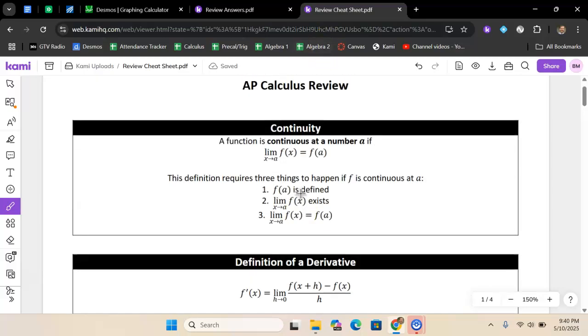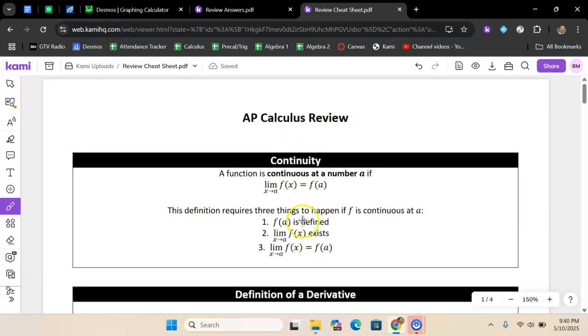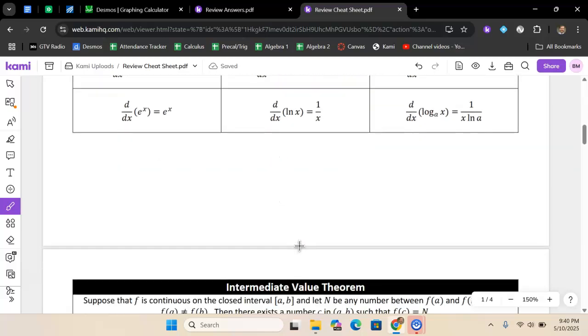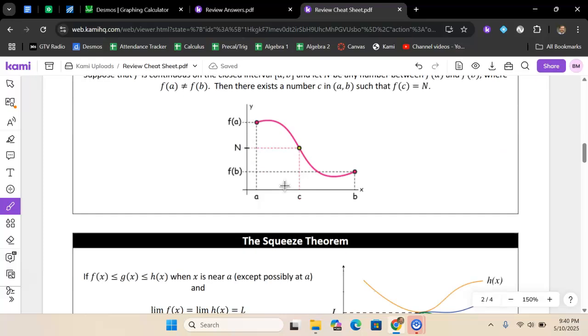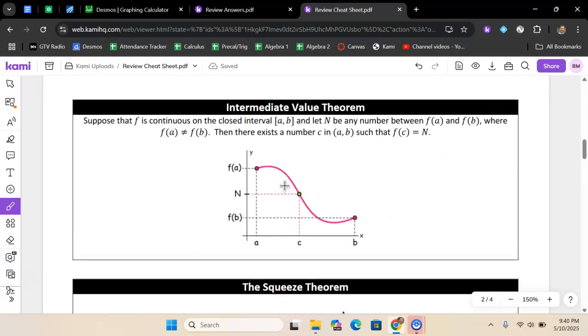This review sheet that I gave you that's got all these formulas and everything, you're not going to have this, but you'll have a very condensed, modified version of this. I would look through it. It is helpful information, but all the theorems are on the second page of this. They're all listed right here.